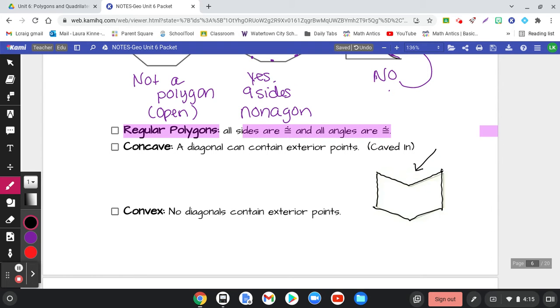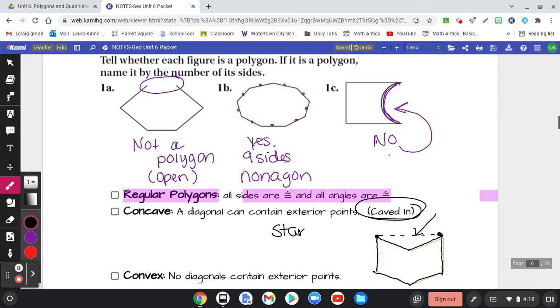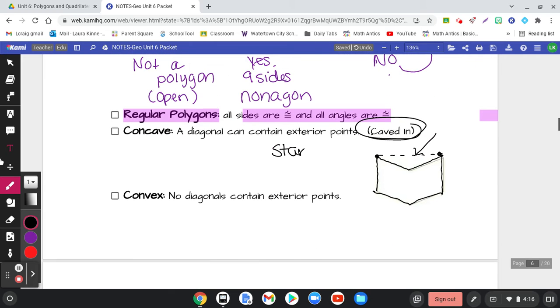So like a star would be concave. Where it's caved in, that means that it's concave. And the whole diagonal thing, if I were to draw a diagonal from here to here, it's not inside of my shape, it's outside. You can't have that. Convex means the diagonals don't contain any exterior points. So like this is an example of convex, this 1B up here.